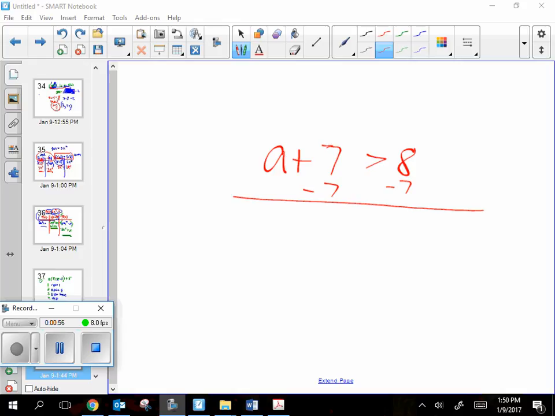Okay, so anyway, a is greater than 8 minus 7 is 1. There you go. Raise your hand if you had that one right. Is there any questions? Did you get that I did the opposite of plus 7? I did minus 7. I did it to both sides. 8 minus 7 is 1. This sign just goes straight down.